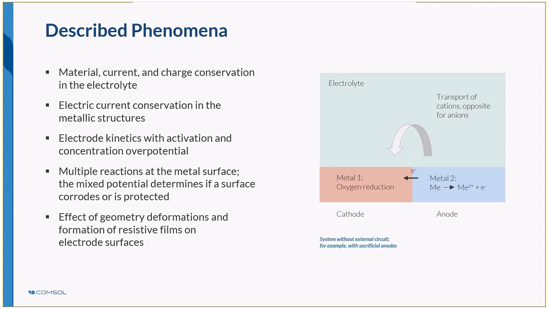The software also allows us to define multiple reactions on the surface. The influence of resistive films forming through the deposition of species, for example, calcareous layers, can also be accounted for. If the material is removed from the electrode due to corrosion, and the amount of material being removed is significant, we can also account for the effects which the modification of the geometric deformation has on the physics.